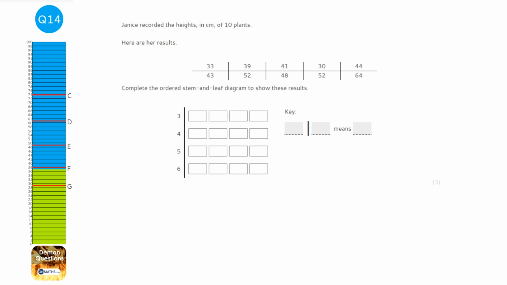With stem and leaves, the tens, and sometimes the units, but mainly the tens, are in this column, and then the units go in this bit here.